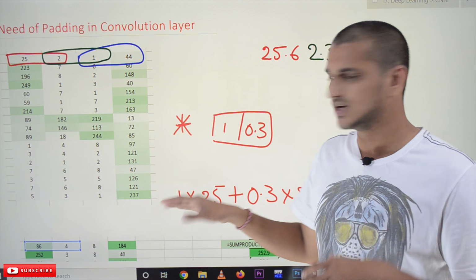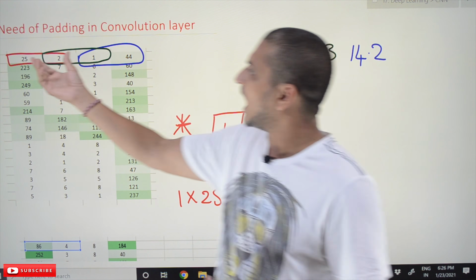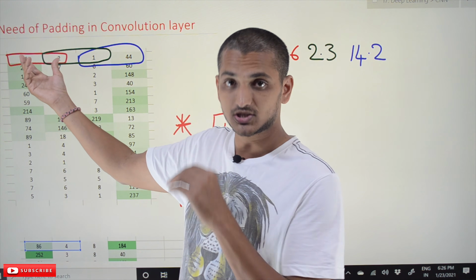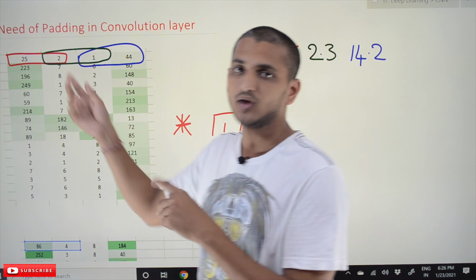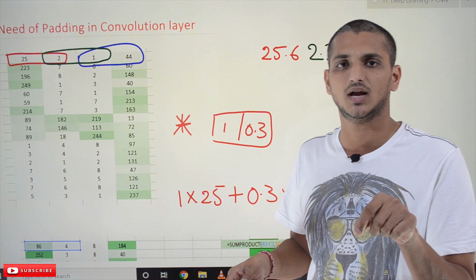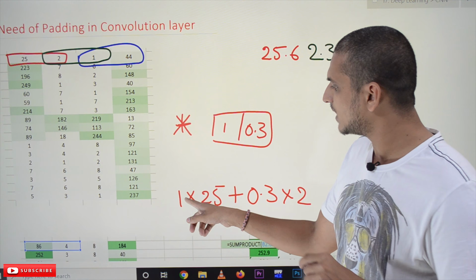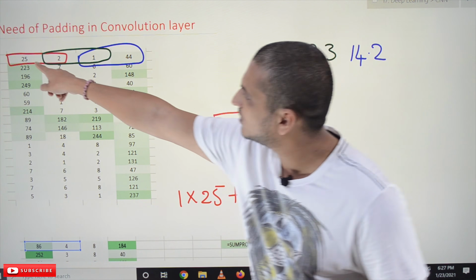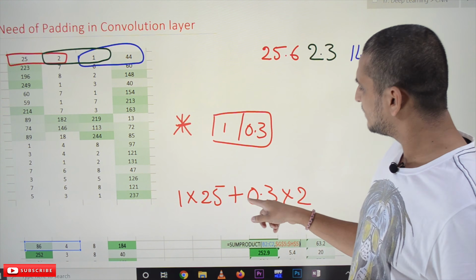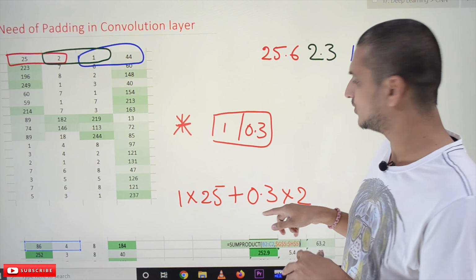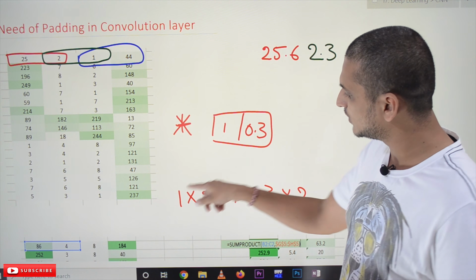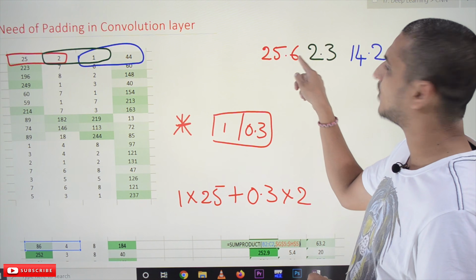So what we are doing here is we are taking this weight matrix and placing it on the first two pixels, 25 and 2, and we are doing the convolution operation. The convolution operation is multiplying 1 into 25, the pixel value here, plus 0.3 into 2. That is what we are doing. The value that we got here is taken as 25.6.